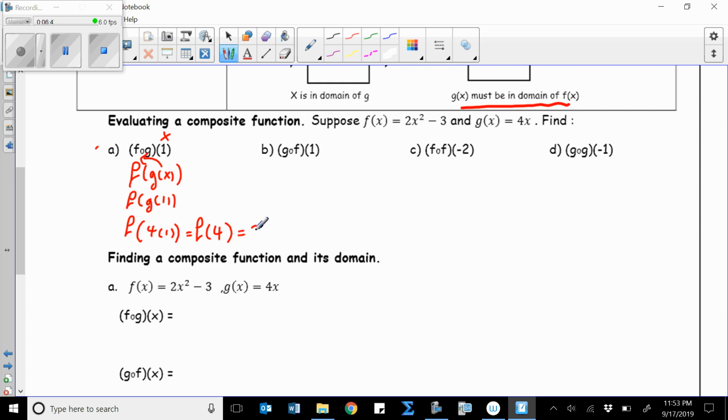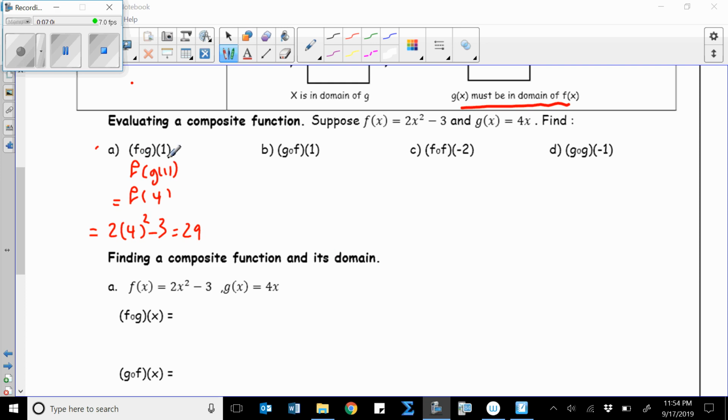So this will be 2 times 2 squared minus 3, which will be 2 squared is 4 times 2, 6 minus 3 is 3. So this is the answer of this part. Okay, I had to make a correction. This was f of 4, so it's 2 times 4 squared minus 3, which is 29.